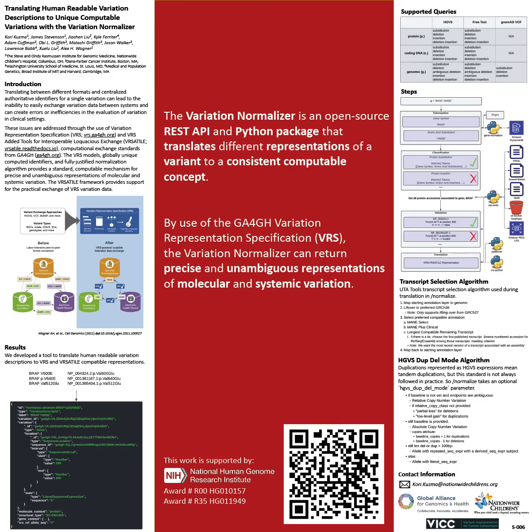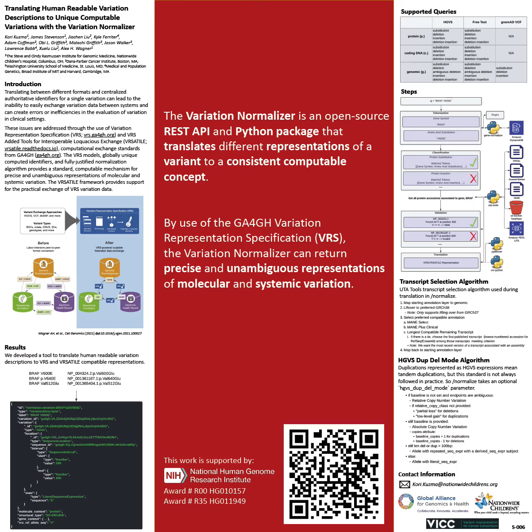To begin, there are many different ways to represent the same variation concept, such as free text, HGVS, gnomAD VCF, or SPDI. You can also represent them using centralized authoritative IDs such as canonical allele IDs, ClinVar RCV IDs, and dbSNP IDs. Translating between these different formats can lead to variant ambiguity in knowledge bases and can be labor-intensive. These problems can lead to the inability to easily exchange variation data between systems and can create errors or inefficiencies in the evaluation of variation in clinical settings.